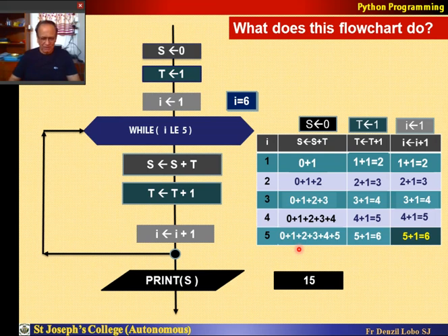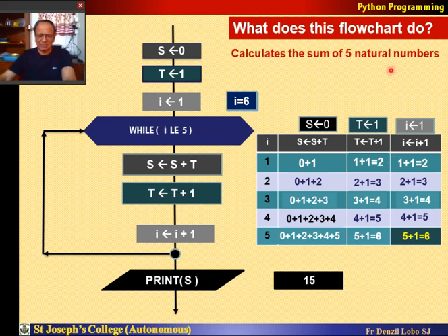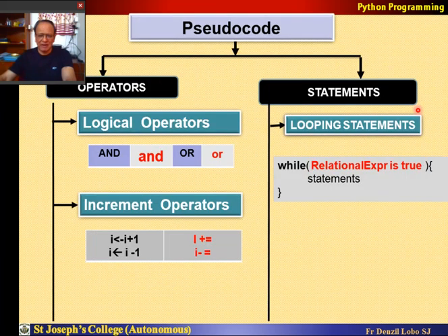So as you look at it, it is adding 1 plus 2 plus 3 plus 4 plus 5. It will go on. So if the value of I is going to be n, it is going to add n numbers starting from 1. It is nothing but the sum of n natural numbers. And so this is the flow chart to find out the sum of n natural numbers. So this is what it is doing. So as you see, calculate the sum of n natural numbers.